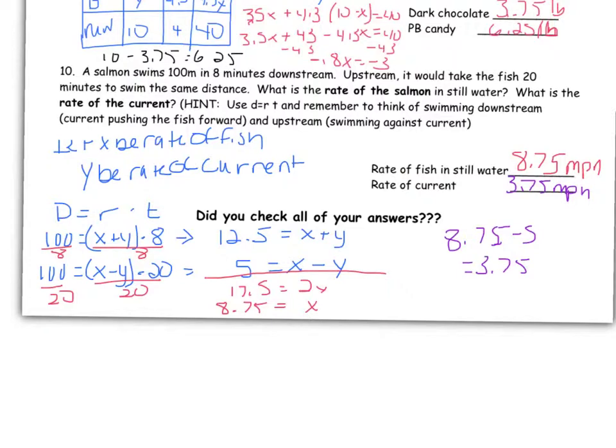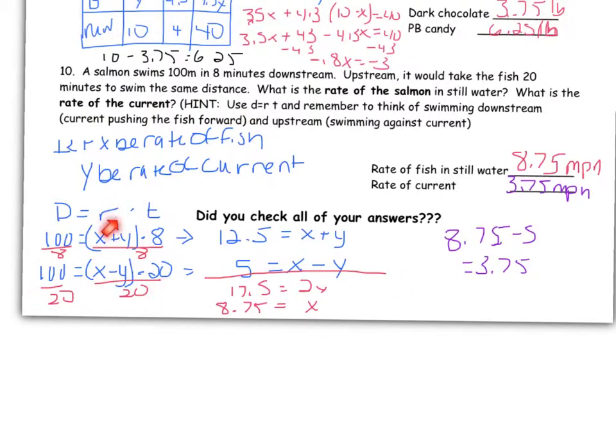All right, and for the level 4, I was pretty impressed with how many of you started in the right way. I gave you the hint to use distance equals rate times time. So let x be the rate of the fish and y be the rate of the current. So that was the first part. And then I said use distance equals rate times time. So the distance was given to us, 100 in both cases, and the time was given to us.